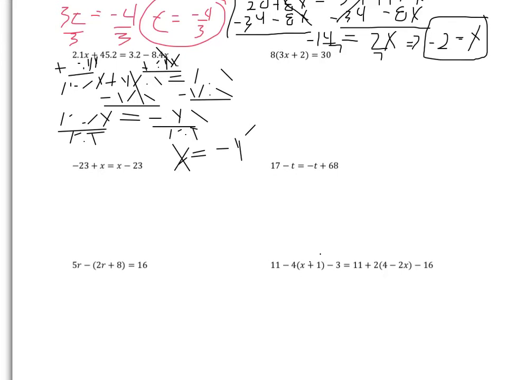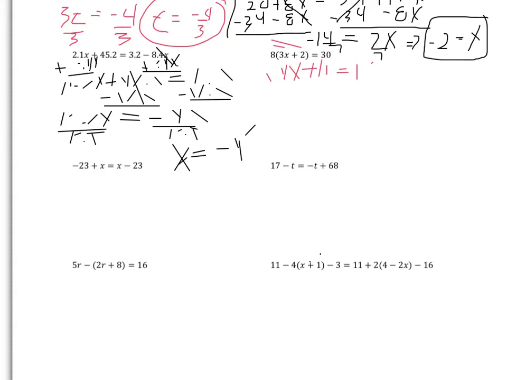So let's take a look at the next one here. We have some grouping symbols, so we want to get rid of these parentheses before we do anything else. So we're going to use the property of distribution, that is, this 8 we're going to have to multiply by the 3x, giving us 24x. We're going to have to multiply the 8 by the 2, giving us 16. And that equals 30. So we've gotten rid of the grouping symbols using distribution.